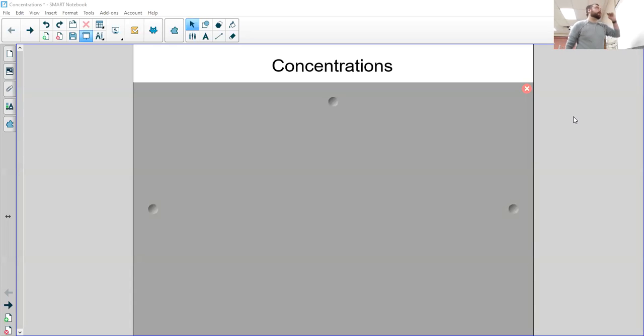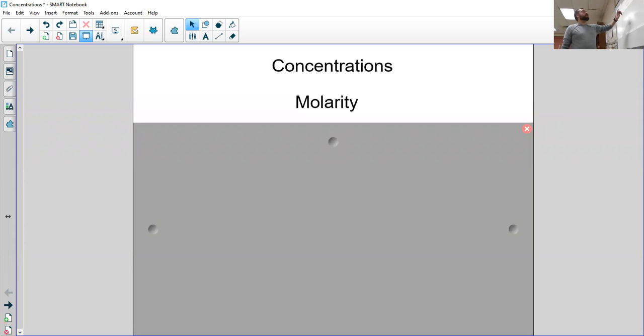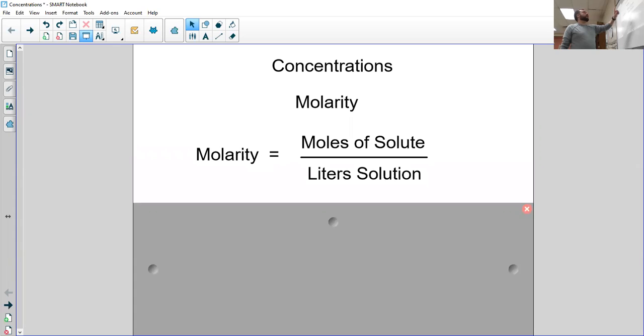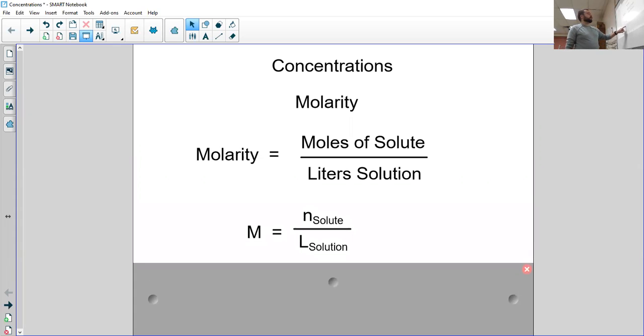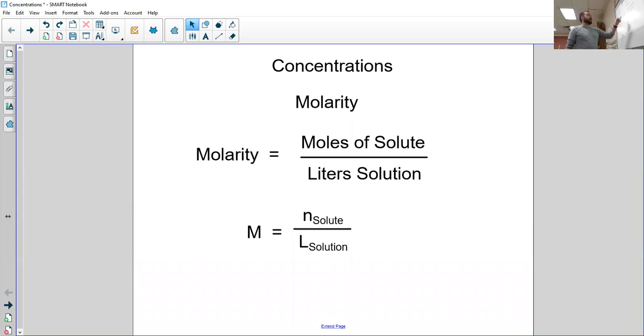All right, ladies and gentlemen, today we're going to be talking about concentrations in terms of solutions. So we have a couple key terms. First one we're going to see is molarity. So molarity is equal to moles of solute over liters of solution. So we're going to write that out with our variables. We have capital M equals n, so moles of solute over liters, so capital L of solution.